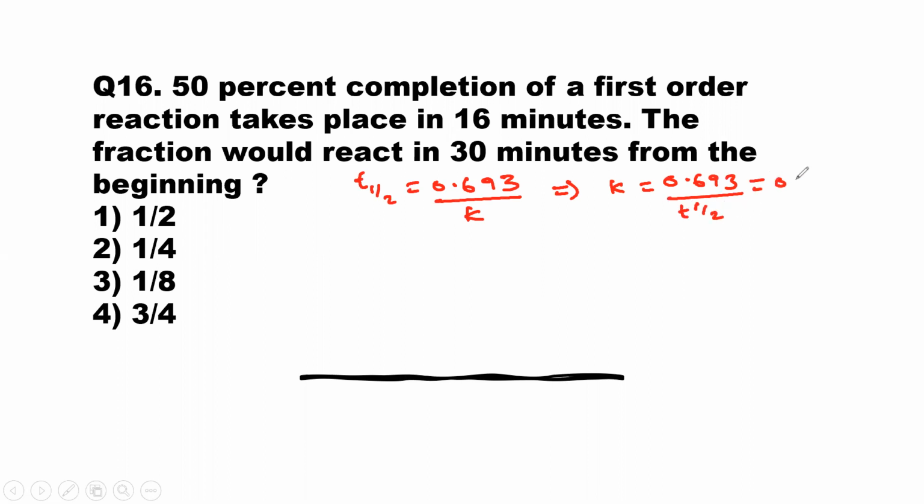So 0.693 divided by T half, given how many minutes? 16 minutes, 50%. So 16. So 0.693 by 16 is equal to K. And now they're asking the fraction that would react in 30 minutes from the beginning. From the beginning, how much fraction?